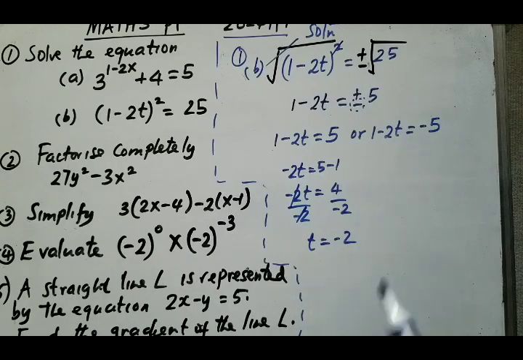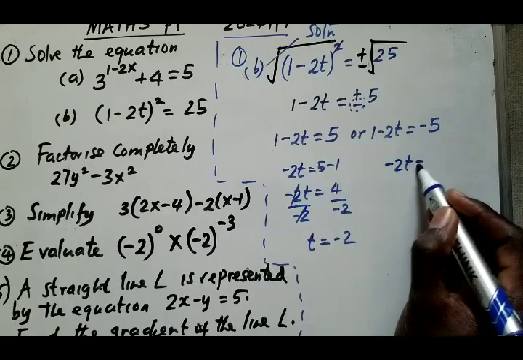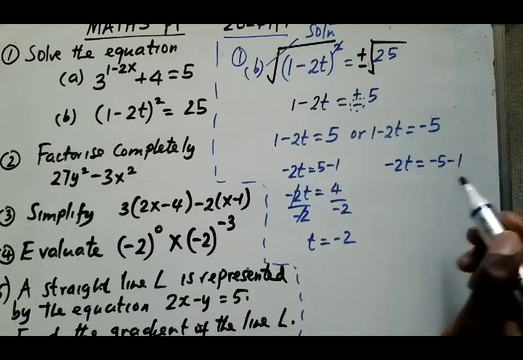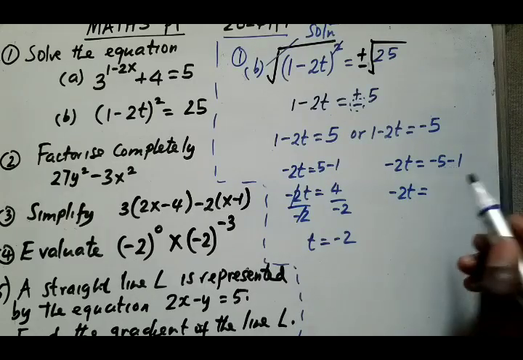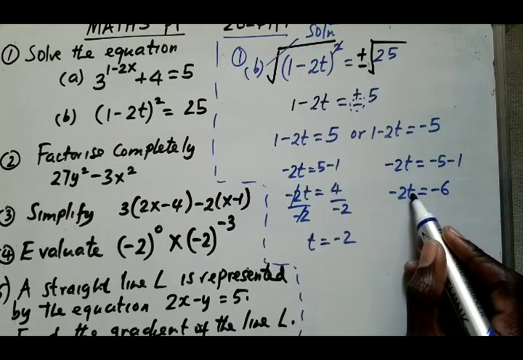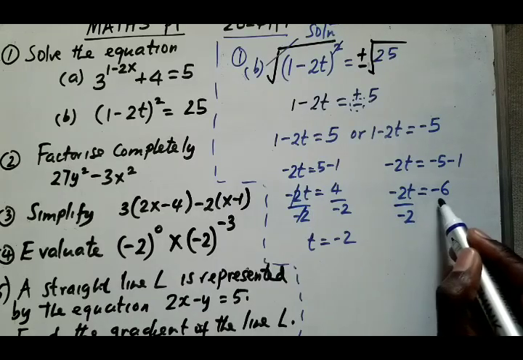We can also finish up this one here. This 1 can go that side, so it will be negative 2t is equal to negative 5 minus 1. Negative 2t will be equal to, remember, like terms, you add them, so that will be negative 6. To find t, I'll divide by negative 2 so that I remain with just t.